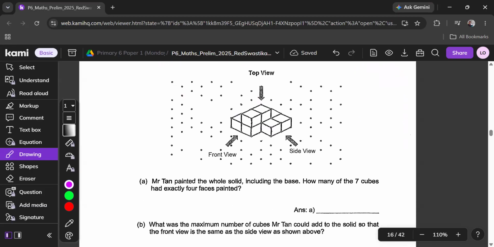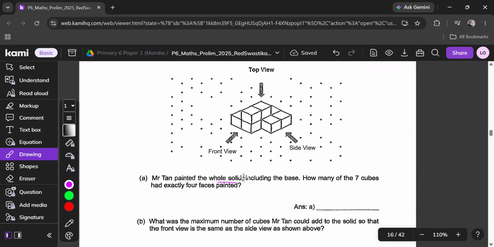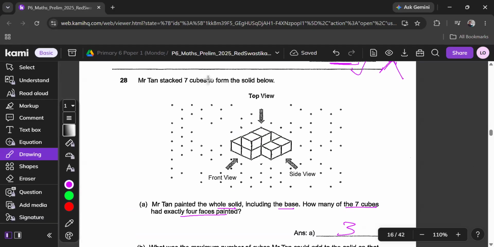Okay, question 28. Mr. Tan painted the whole solid, including the base. How many of the seven cubes has exactly four faces painted? Now this one, the answer is number three. So what must you do? You must know, first of all, where are the seven cubes?